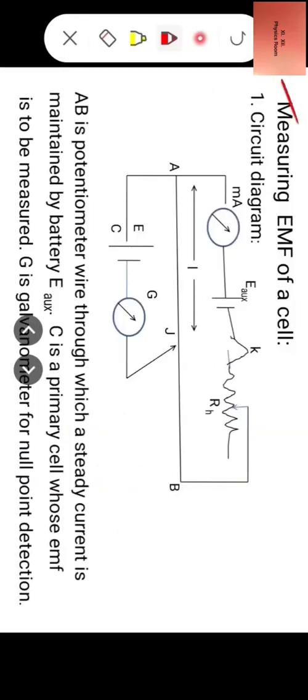Now, measuring EMF of a cell. How will we measure EMF of a cell using a potentiometer? First, circuit diagram. AB is the potentiometer wire through which a steady current is maintained by the auxiliary battery E. C is the primary cell whose EMF is to be measured. G is the galvanometer for null point detection.